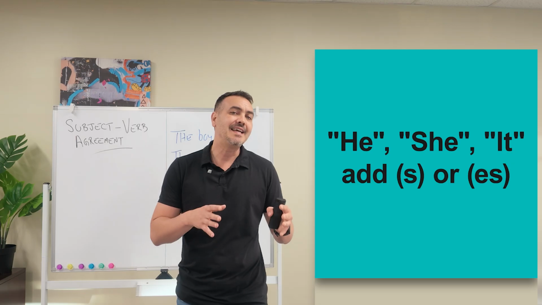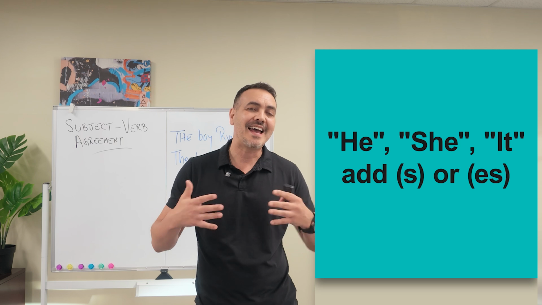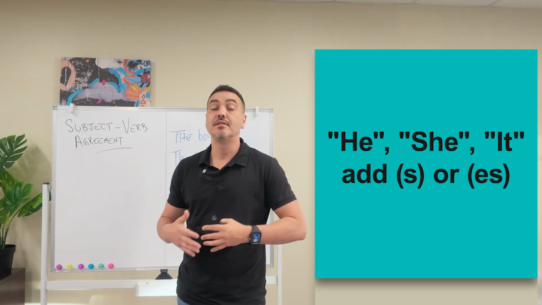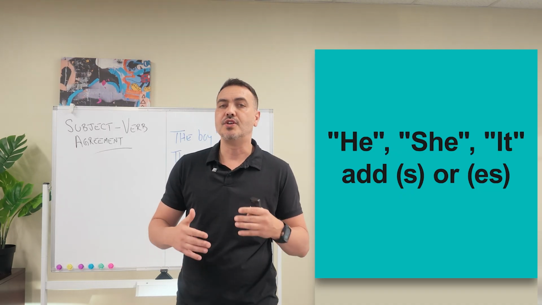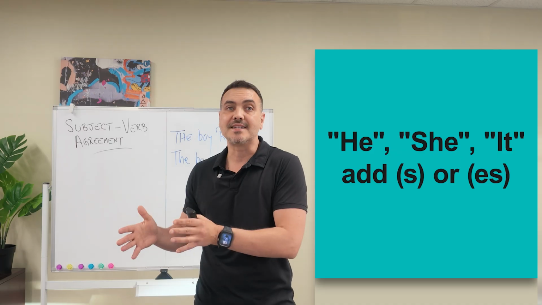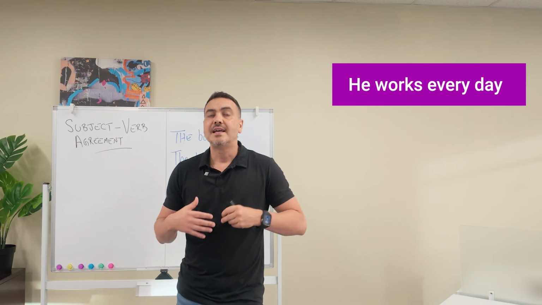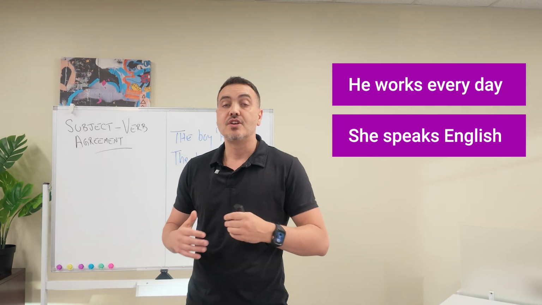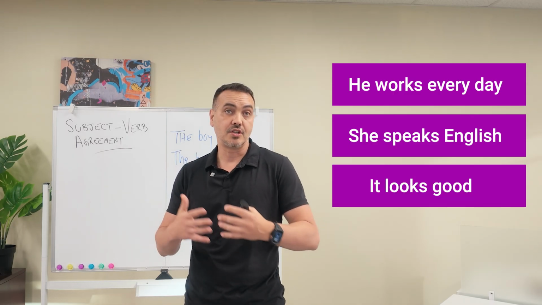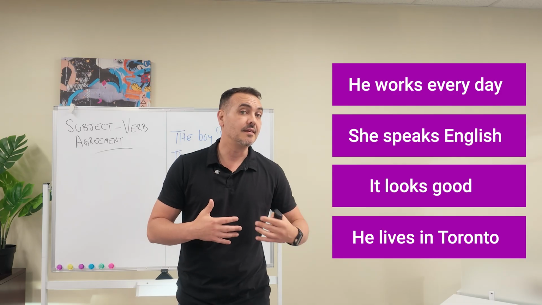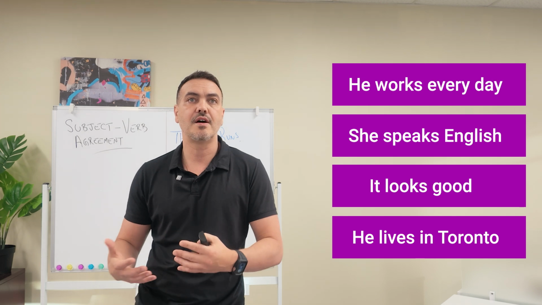Now, let's look at he, she, and it. With he, she, and it, we usually add s or es to the verb. For example, I work, he works. You speak, she speaks. They live, it lives. Okay? He works every day. She speaks English. It looks good. He lives in Toronto. She likes coffee.